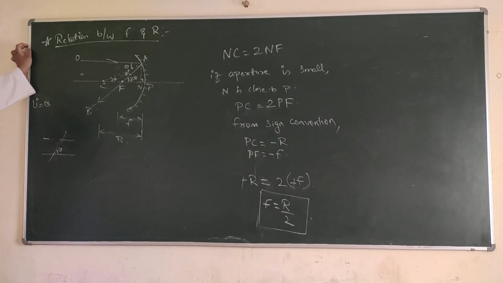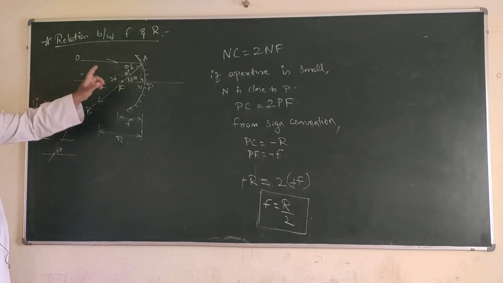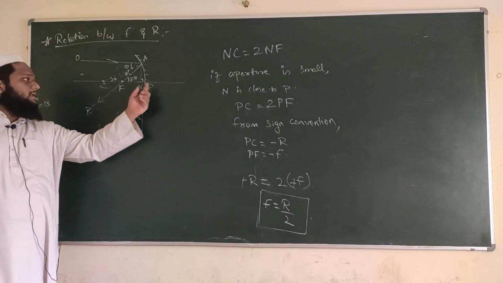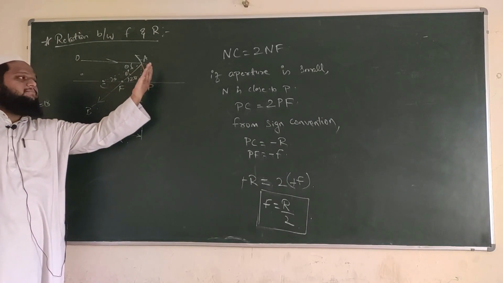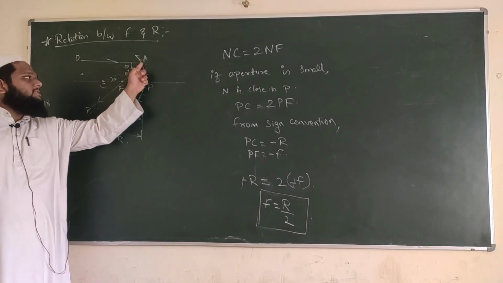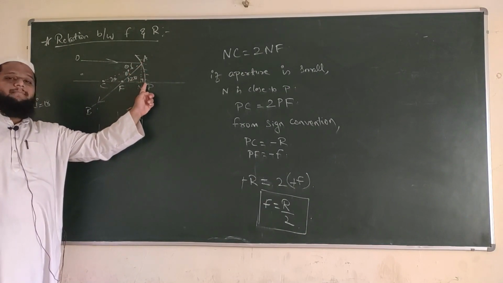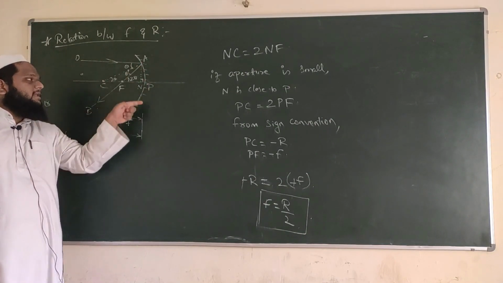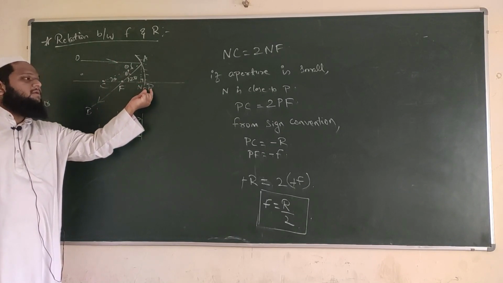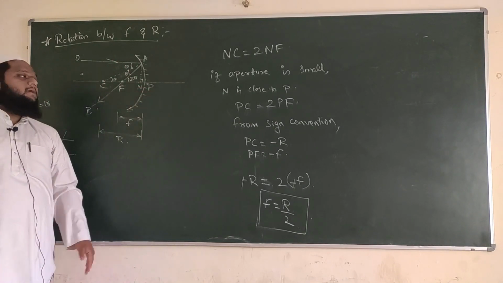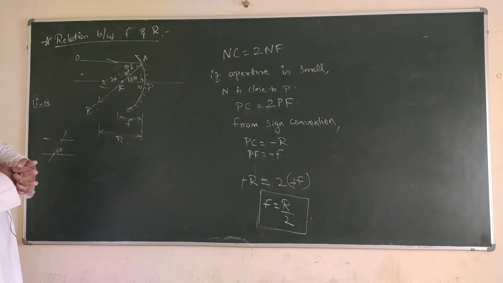Then we will say N is close to P. If the aperture is small, N is close to P, so wherever N is there, replace it with P. I hope this step is clear for you. Why do we have to replace N with P? If the bending is less, then this perpendicular will come close to P. Or the effective diameter reduces, then N comes to P. That's why N is written as P. So it becomes PC equals 2PF.